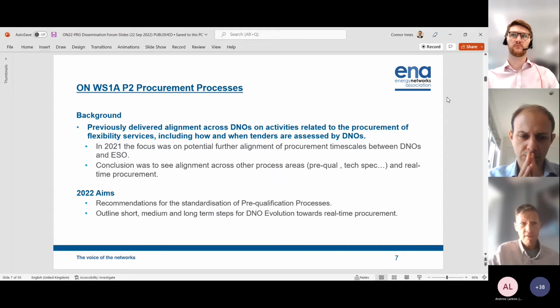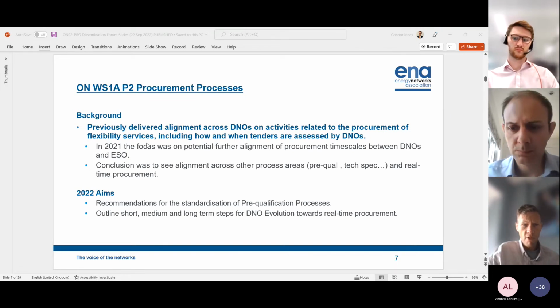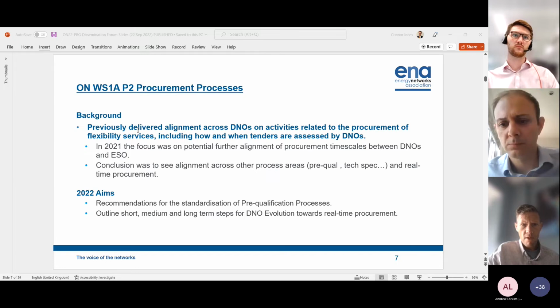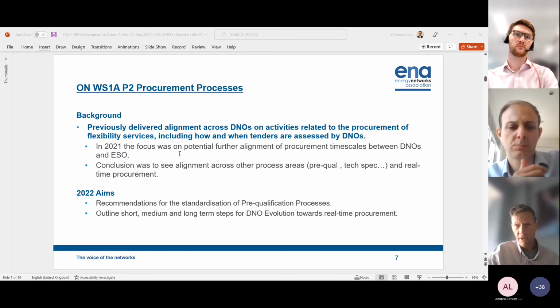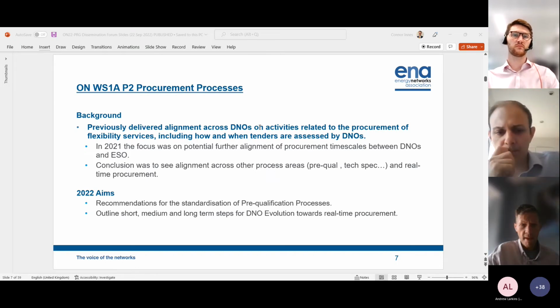In 2022, the aims, on the back of the stakeholder engagement in 2021, are to recommend standardization of pre-qualification processes, as we talked about, and how we can move towards real-time procurement, and outline those short, medium, and longer term steps. Happy if you want to move on, Connor.